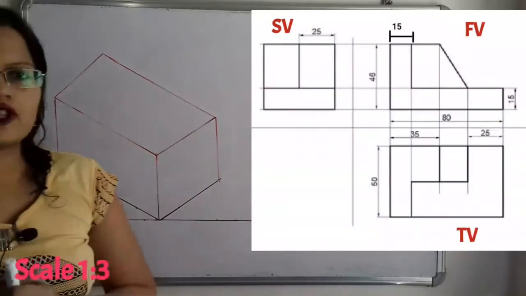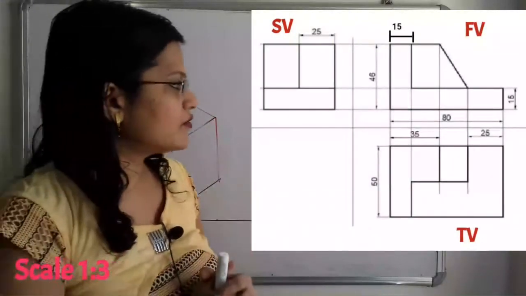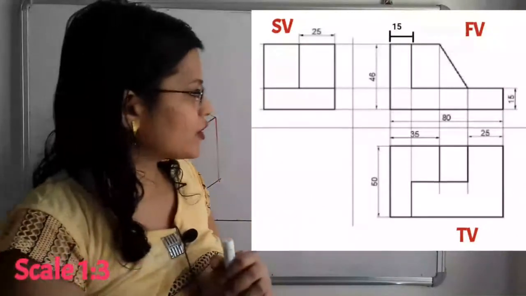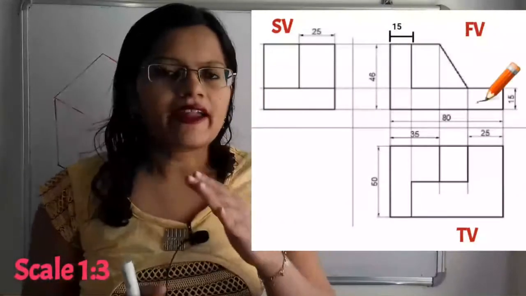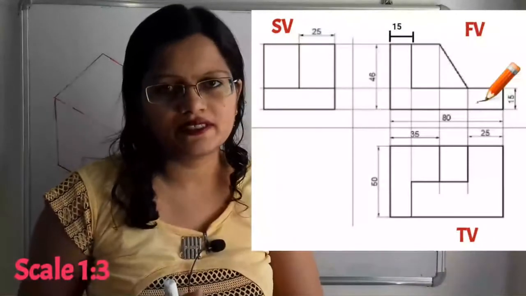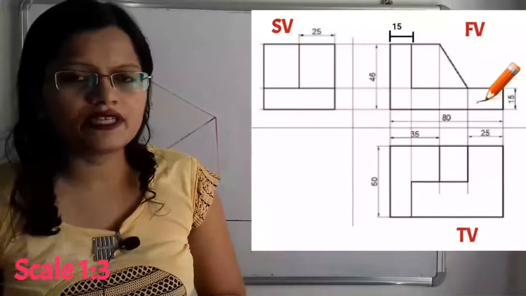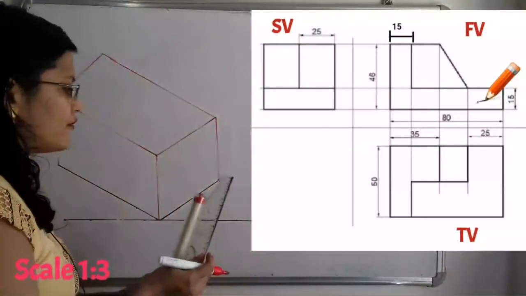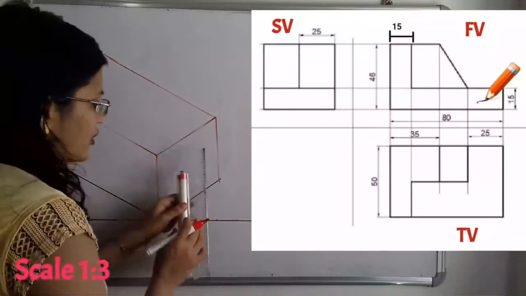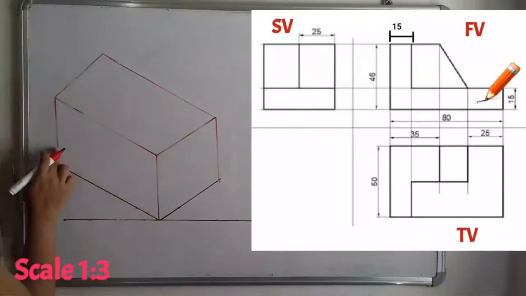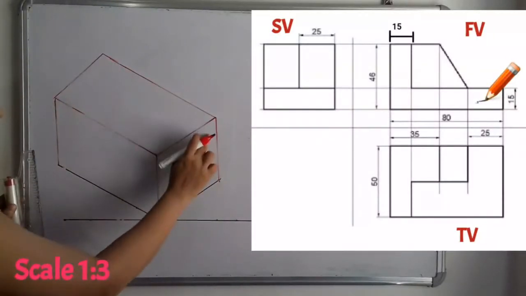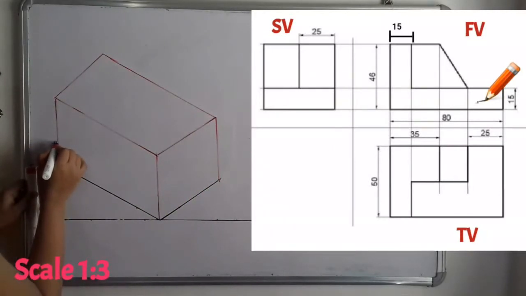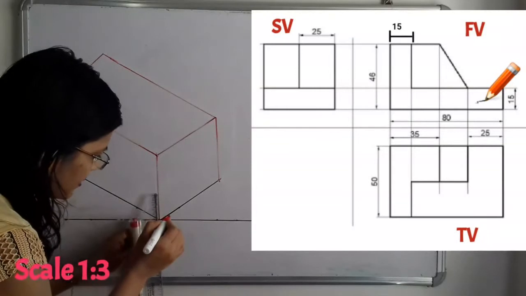Now we will move to the front view. In the front view, we come to know that there is a construction of height 15 millimeter, and this construction is from the base. So we will take the dimension 15 millimeter. Our scale is 1:3, so 15 into 3, that is 45 millimeter, I will take here. This is the line for the height. We take this dimension 45 millimeter for this height line. Select the point here.